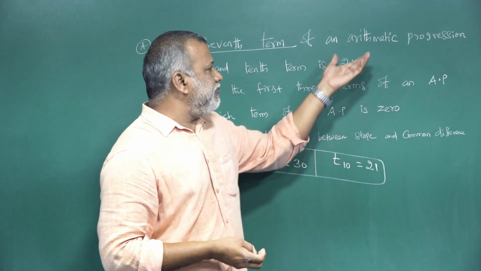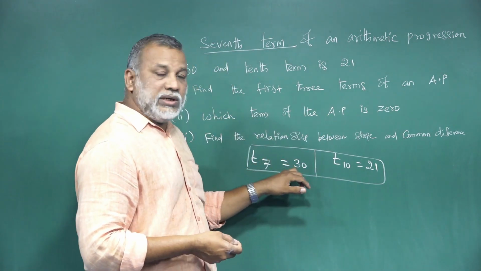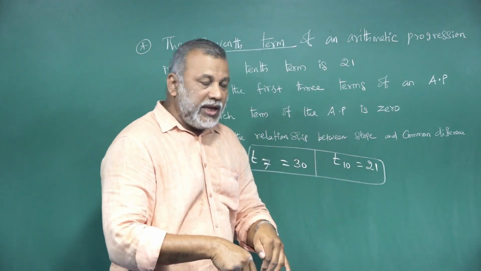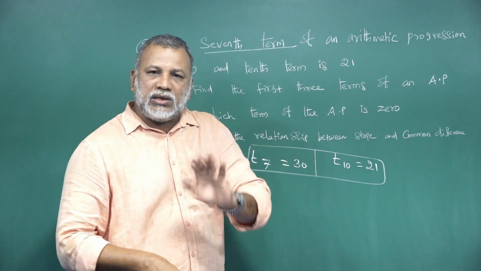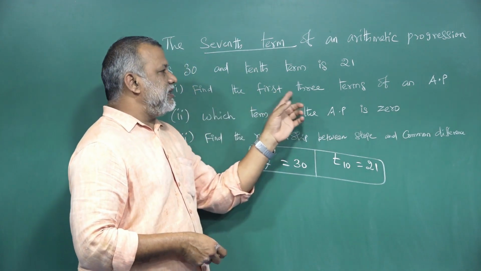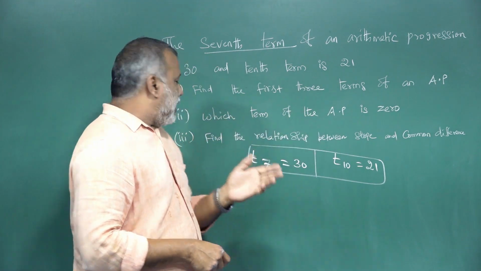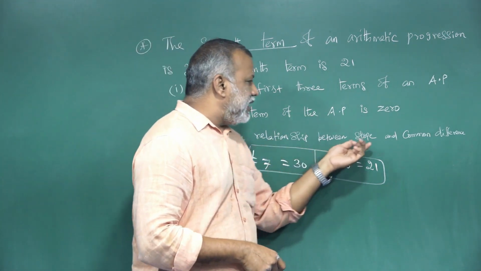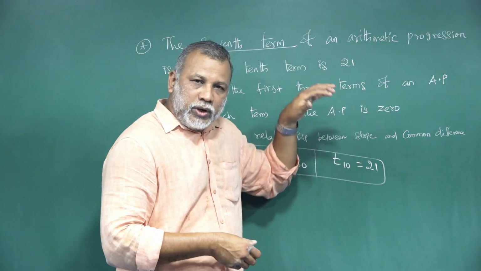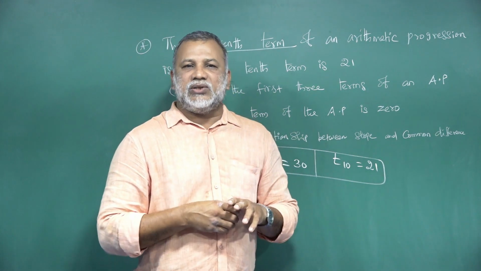In your 10th standard, you already completed the topic sequence and series. In that, you already finished the arithmetic progression also. So T7 equal to 30, T10 equal to 21. But today, you are going to use the concept of analytical geometry. Then we are going to find out the first three terms of an AP. Which term of an AP is 0? Another one, find the relationship between slope and common difference. Therefore, today we are going to solve this problem with the help of the analytical geometry concept.